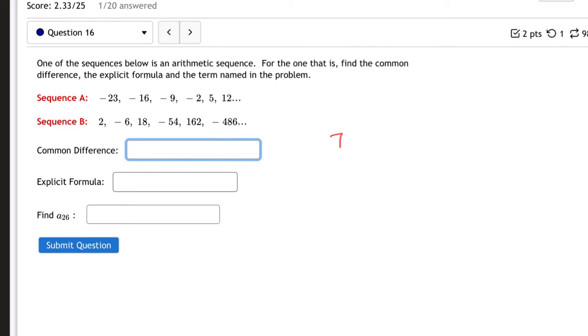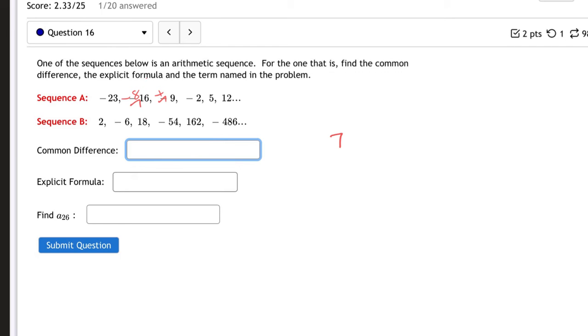We have what? This goes down by 8. Whatever. This goes up by a whole bunch, so it's not going to work. The common difference is 7.